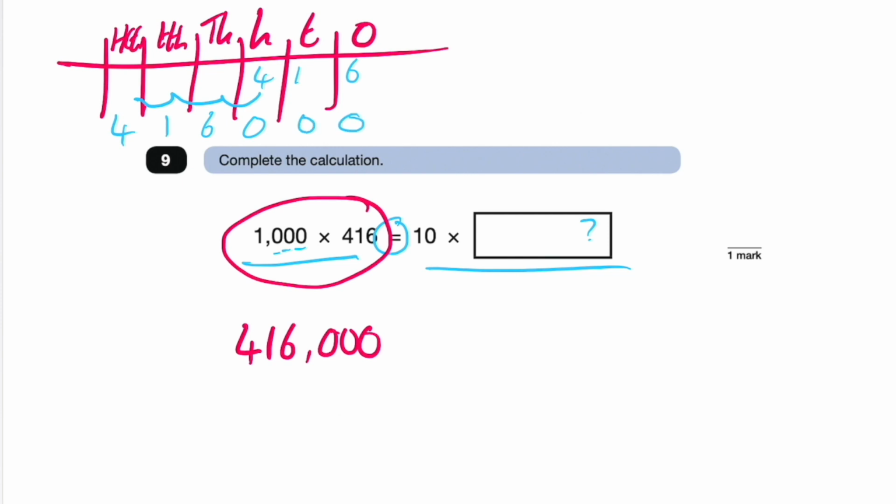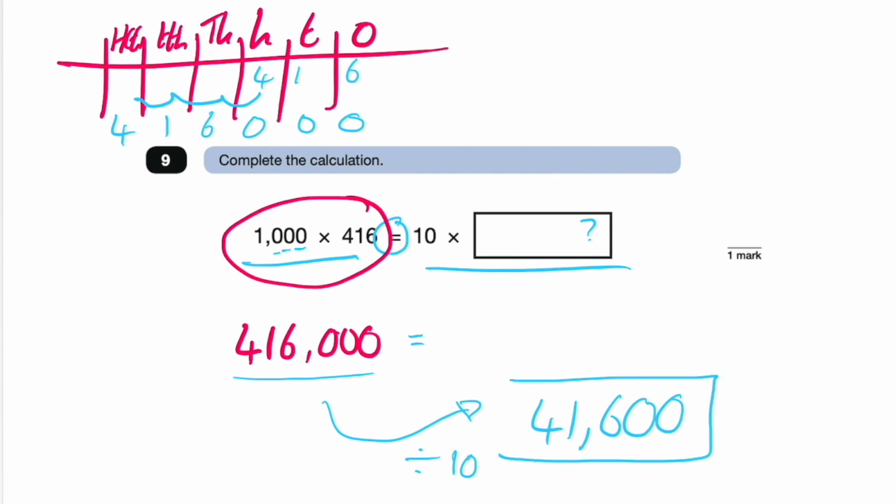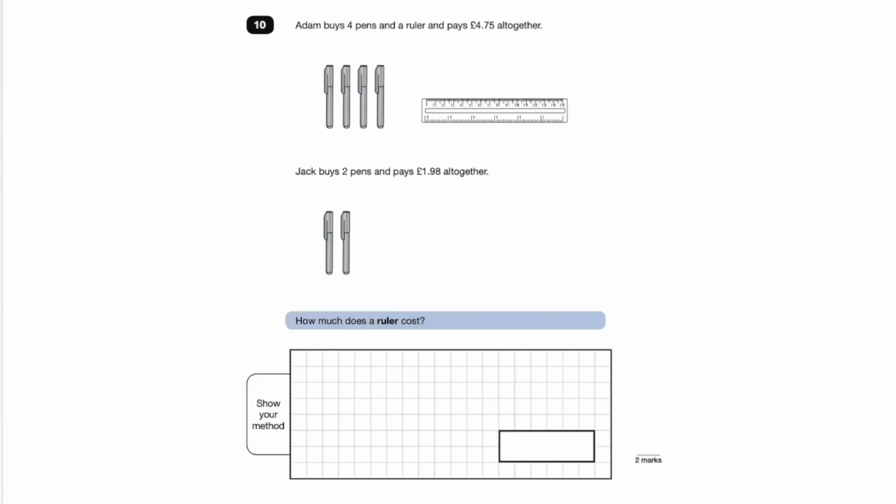But we've not finished because that means it's got to be equal to 10 times something. Well, what must we multiply by 10 to get to 416,000? Well, to do this, we can just get our 416,000 and divide by 10, which gives us 41,600. So my 41,600 when times by 10 will equal 416,000. So my final answer is 41,600. Question 10. Adam buys 4 pens and a ruler and pays £4.75 altogether.